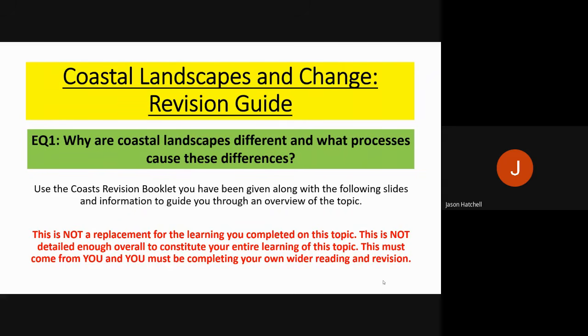Reminder, as with all of these recordings, that this is not replacing what you have done in lessons when you did this topic. This is just to reinforce the main ideas behind the topic and is good use as a revision summary for the entire topic. Today we're going to look at just EQ1, and you can use the coasts revision booklet that you've been given along with this to help you.